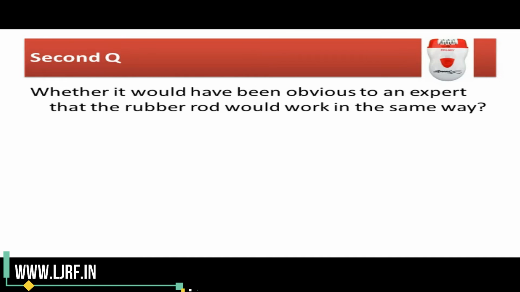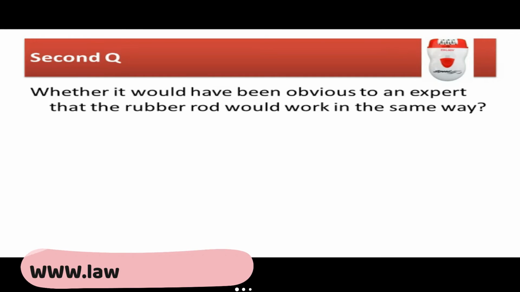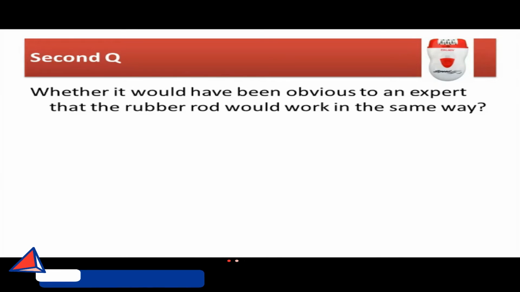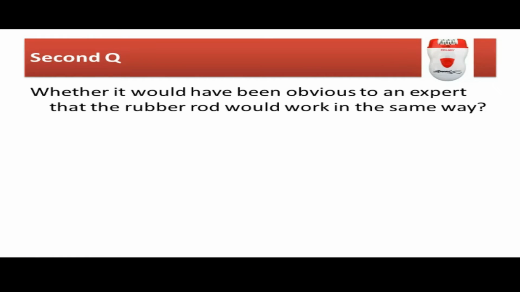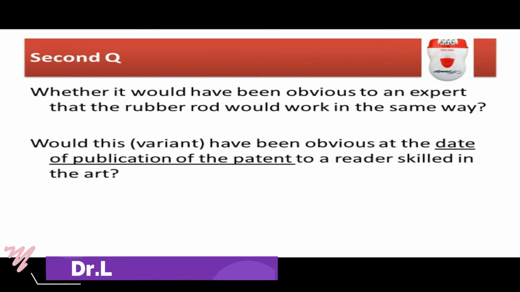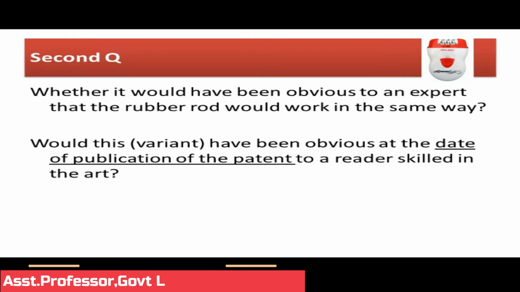So the question can be asked in this fashion: whether it would have been obvious to an expert that the rubber rod would work in the same way. That is, whether it would have been foreseeable for an expert that instead of the plastic and metal spring, if a rubber rod is used, it would have worked the same way. Or in another formulation, would this variant have been obvious at the date of publication of the patent to a reader skilled in the art?